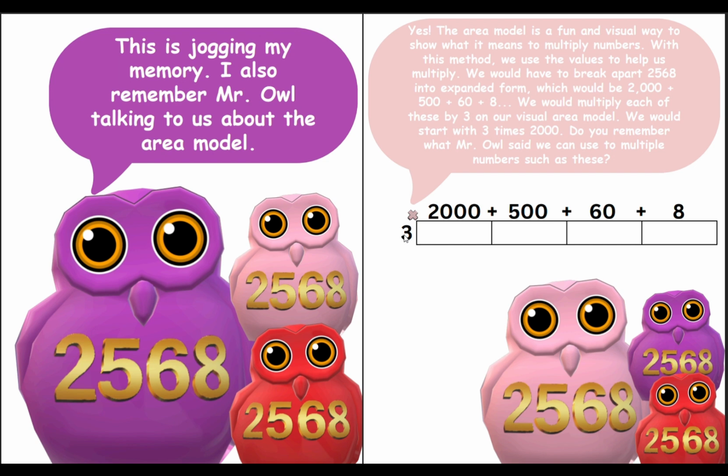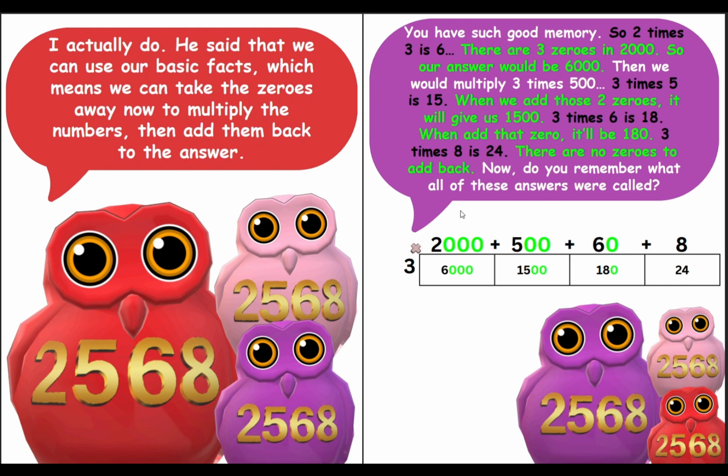We will start with 3 times 2,000. Do you remember what Mr. Owl said we can use to multiply numbers such as these? I actually do. He said that we can use our basic facts, which means we can take the zeros away for now to multiply the numbers, then add them back to the answer. You have such good memory. So, 2 times 3 is 6. There are 3 zeros in 2,000, so the answer would be 6,000.